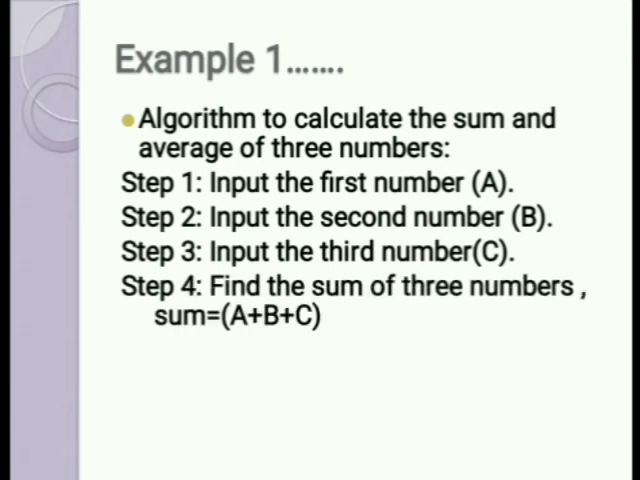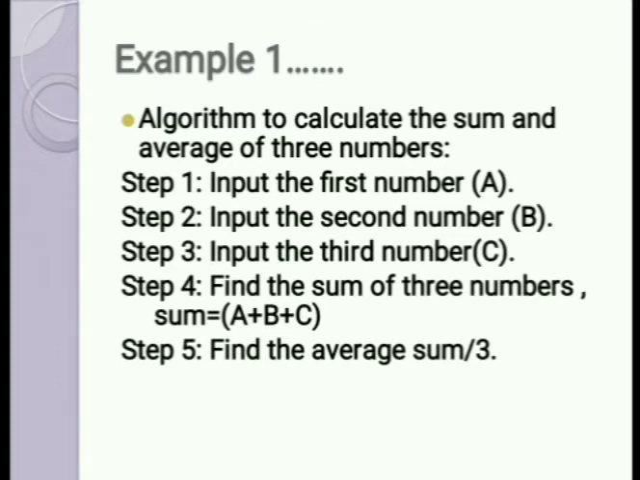Then next is find the sum of three numbers. In order to find the sum and average, the first step should be finding the sum. So sum is equal to A plus B plus C. Whatever values are given to A, B and C have to be added together and that value will be stored in sum. The next is find the average. Average can be found by sum divided by 3, because the sum is already found, and when you divide that sum by 3 you will get the average.